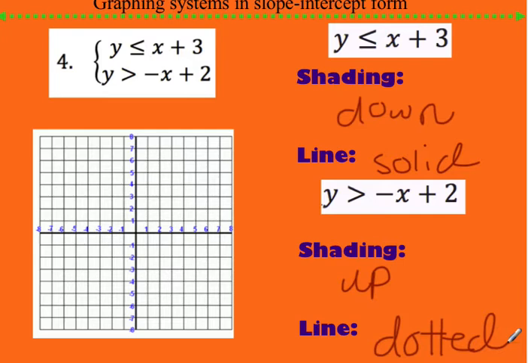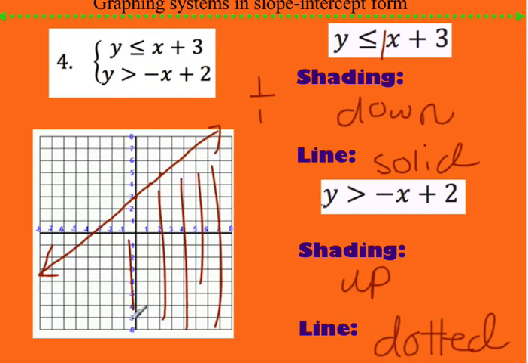So let's go ahead and graph the first one. For the first one, we're crossing the y-axis at 3. And then there's a 1 out in front of the x, which again is the same as 1 over 1. So I'm going up 1, over 1, up 1, over 1. And then I'm going to graph a solid line. And then I'm shading down, so I'm going to go underneath the line.